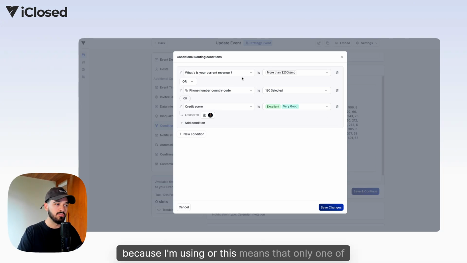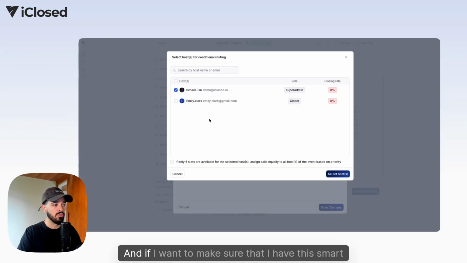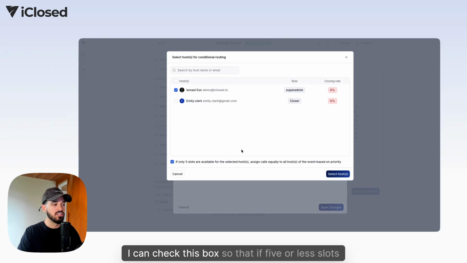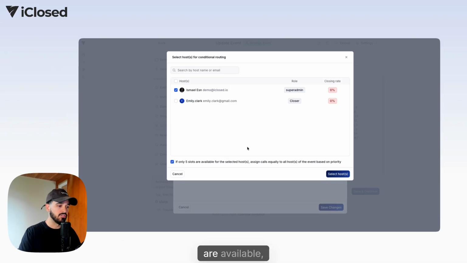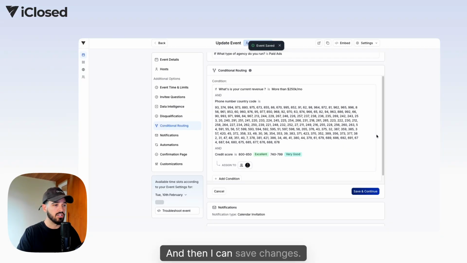Now, because I'm using or, this means that only one of these needs to be true. If I want to make sure that all of these need to be true in order to route them to my top closer, I would simply switch it to and. And if I want to make sure that I have this smart fallback in place, I can check this box so that if 5 or less slots are available, it will route to Emily as well based on priority. Okay, and then I can save changes.